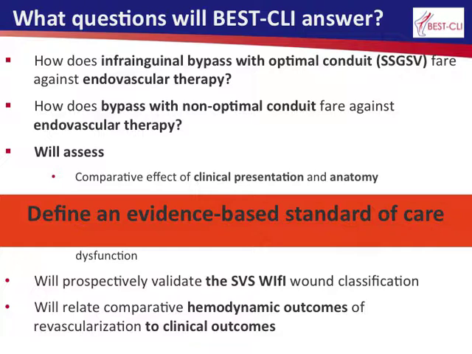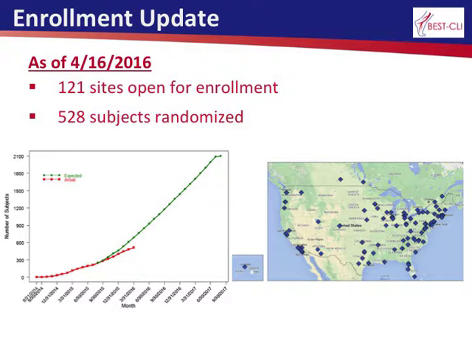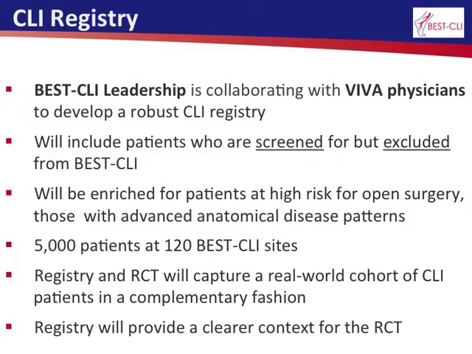It will prospectively validate the SVS WIfI wound classification and relate comparative hemodynamic outcomes of revascularization to clinical outcomes. It will define an evidence-based standard of care that currently, unfortunately, does not exist in this space. As of yesterday, 528 subjects were randomized, which is a quarter of where we need to be.